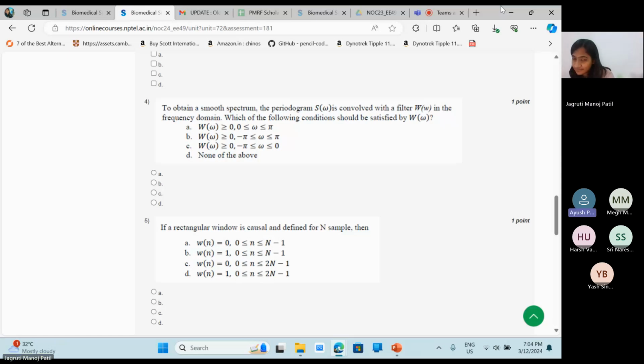Ma'am, I think the limit 0 to 2 pi may be because they must have taken the integration property, minus a to a, and if x of n is an even function, then we can write 0 to 2a, or if it's an odd function.